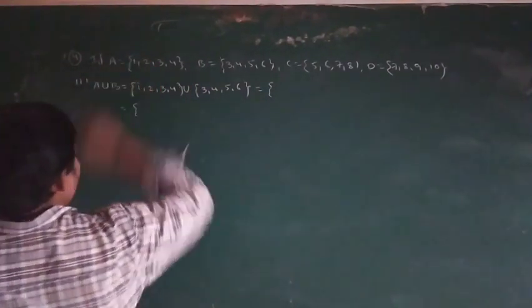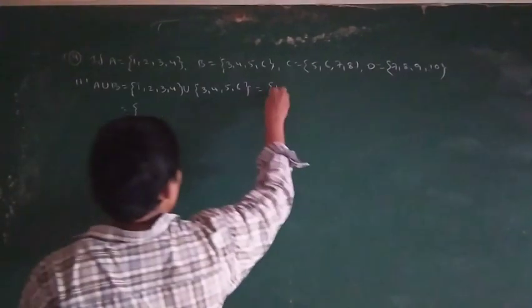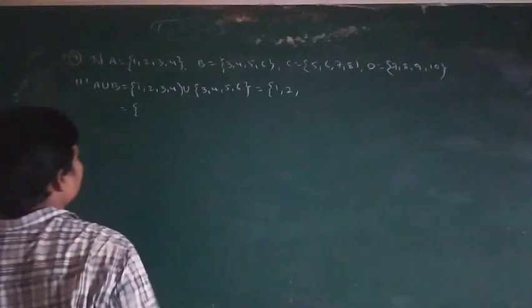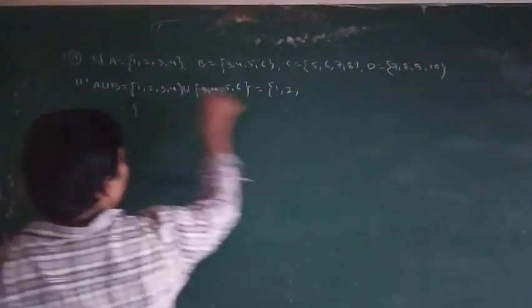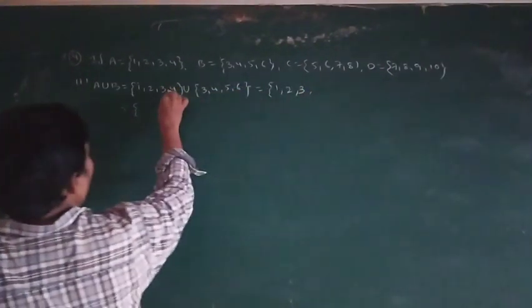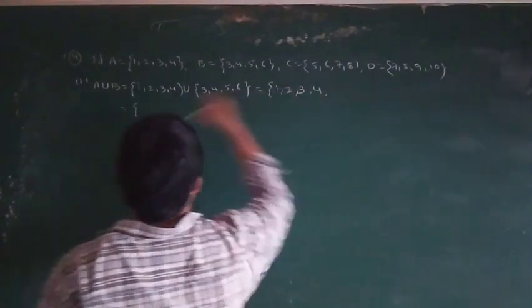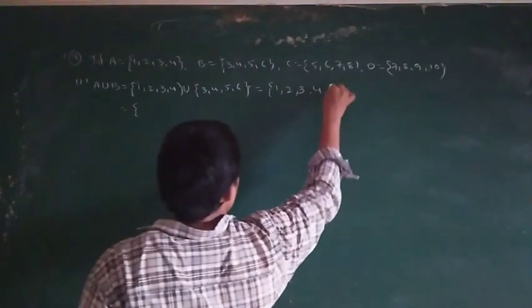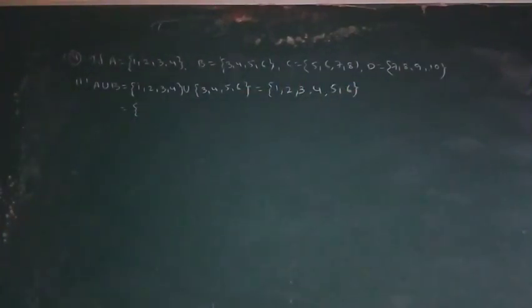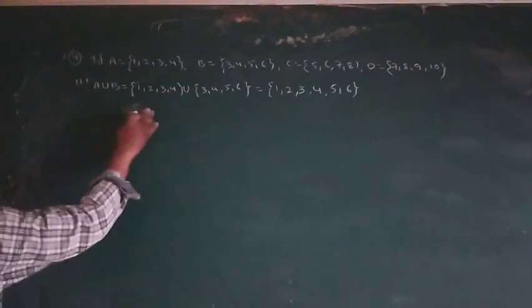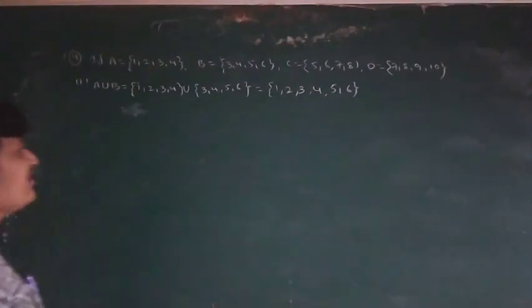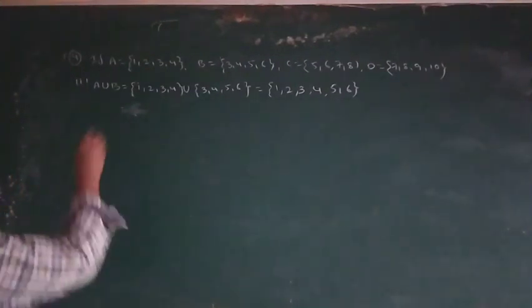So the least number is 1, one time. 2 also only a single time. Next, 3 occurs 2 times. Next, 4 occurs 2 times. Next, there is no 5, 6 in set A, so set B has 5, 6 also, write them down. All combined elements. For example, A union B, B union C, C union D, D union A, these are all the same method. So next one.